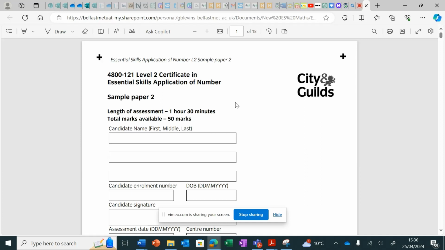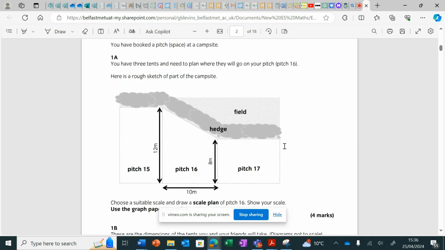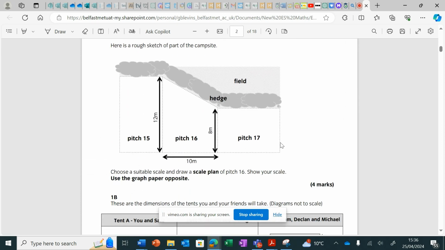This short video on level 2 sample paper 2, a walkthrough, so very important to follow. So let's have a look straight in. First question, scale drawing question. Never nice to get the first question as a scale drawing question, but this is what it is.